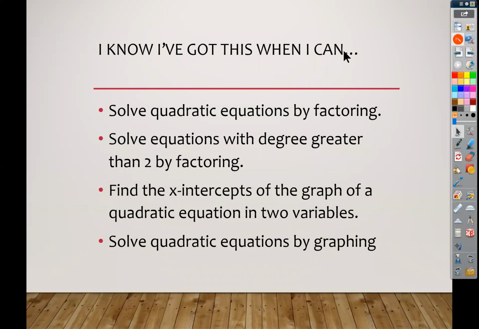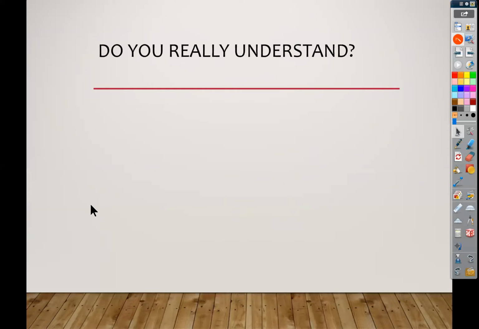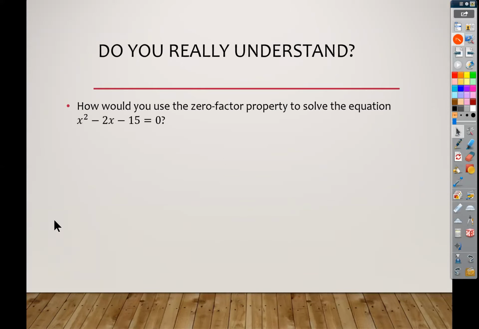All right, I know I've got this when I can solve quadratic equations by factoring, solve equations with a degree higher than 2 by factoring, which are those cubic graphs that we saw. Find the x-intercepts of the graph of a quadratic equation in 2 variables and solve quadratic equations by graphing. But do you really understand?